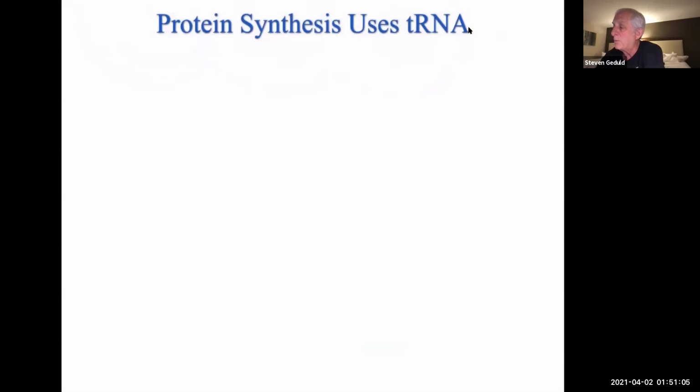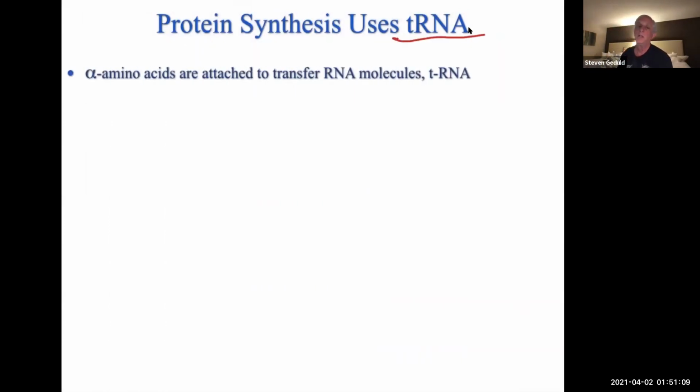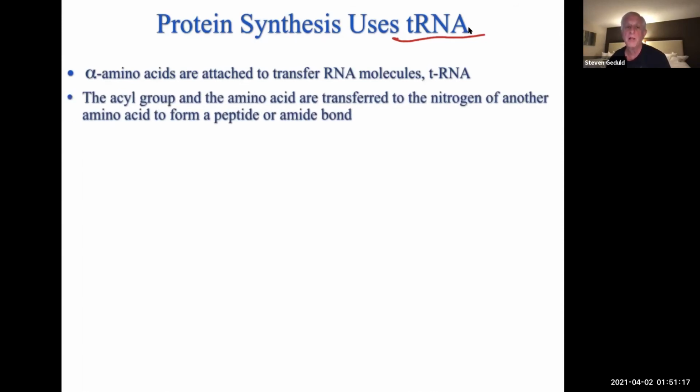So protein synthesis uses what's called transfer RNA, tRNA. Alpha amino acids are attached to transfer RNA molecules, abbreviated tRNA. The acyl group of the amino acid is transferred to the nitrogen of another amino acid to form the peptide or amide bond. Same thing, the amide bond is the peptide bond. It's what's linking these peptides together to form the polypeptide chain of this protein.